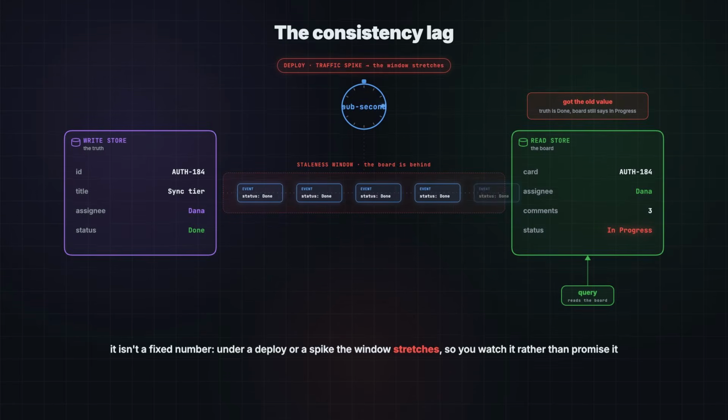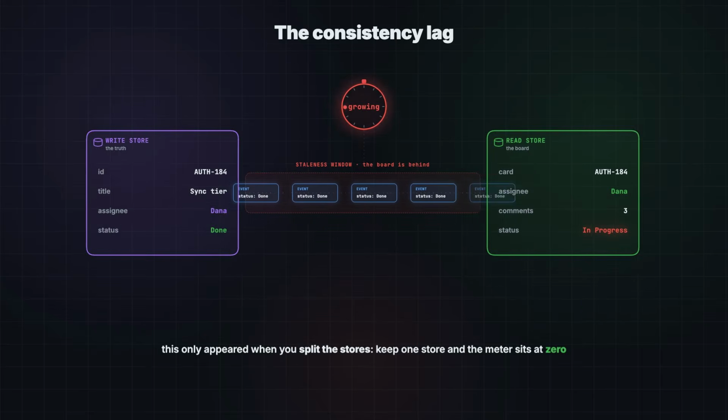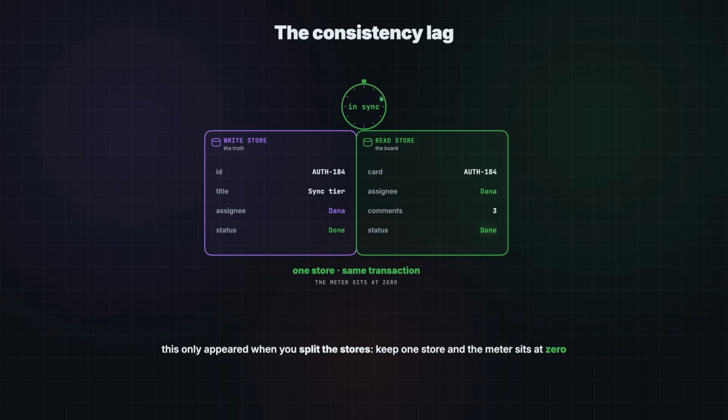But it is not a fixed number. During a deploy or a traffic spike, that window stretches. So you watch it rather than promise it. And notice where this appeared. Only when you split the stores. Update the read model in the same transaction, and the meter sits at 0.